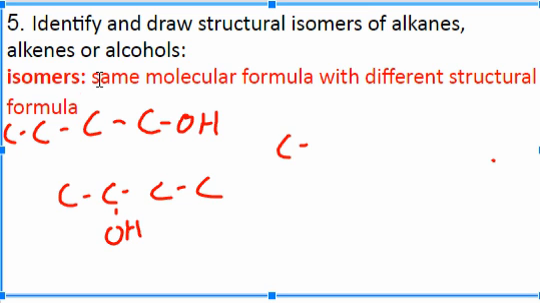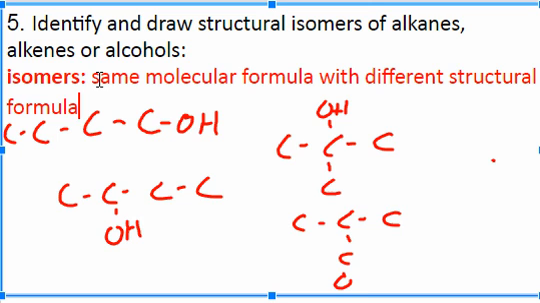And I can also branch it. And with the branch, I can have the OH off of there, or I can have the OH off one of the ends. So I could make it a tertiary alcohol, or I could make it a primary alcohol. So lots of different options, but you should be able to draw the different isomers given the molecular formula.